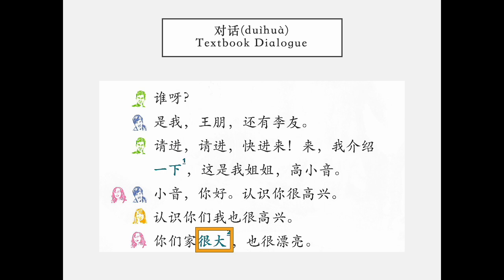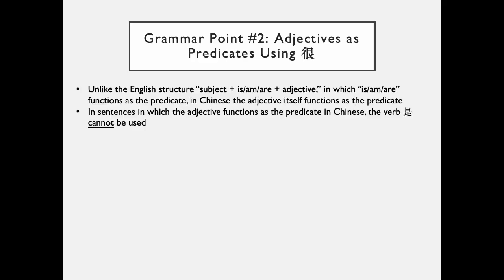Let's look at the final grammar point that we'll focus on here. And this grammar point is described in your textbook as adjectives as predicates using 很. So in the dialogue, it appears at the bottom of your screen. Leo, she says, 你们家很大,也很漂亮. So let's look a bit closer at this grammar point.